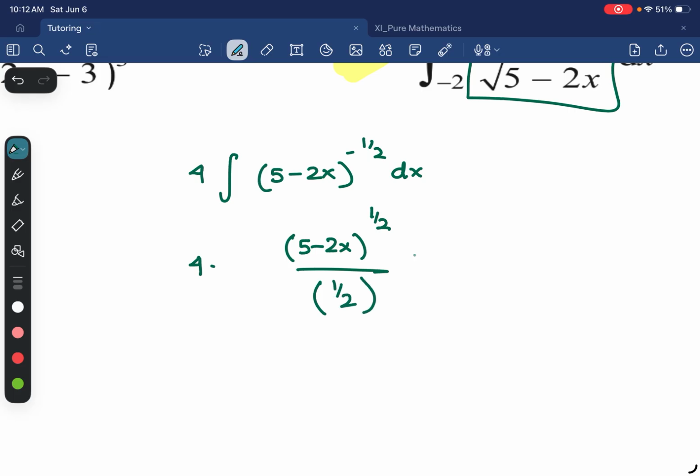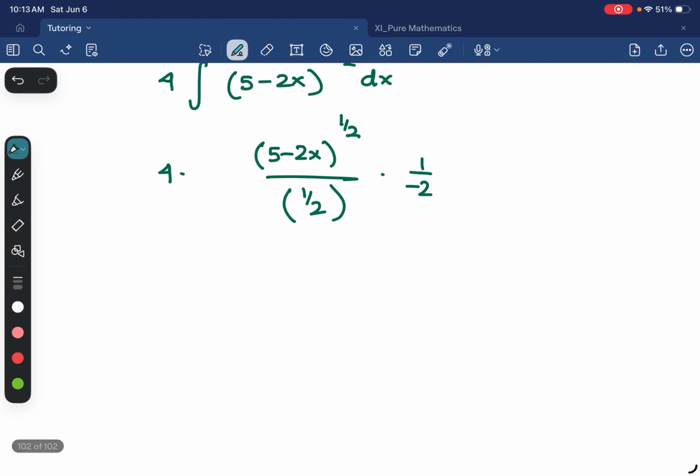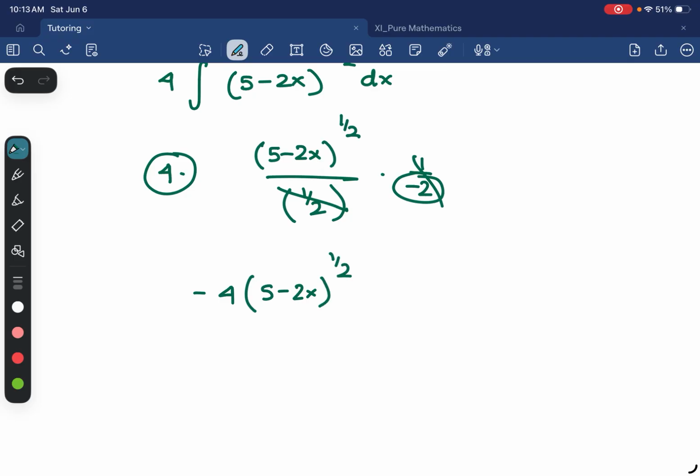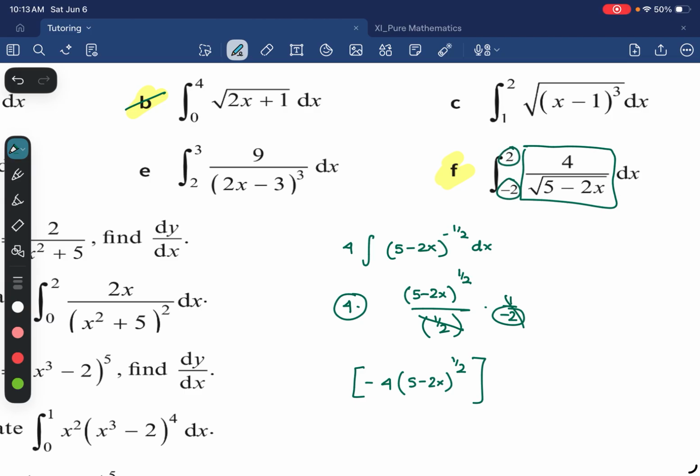You divide by your new power, but you also need to divide by the number that multiplies your x. So you need to divide by -2, or you need to multiply by 1 over -2. And I will not write plus c because we are going to substitute bounds later. So 4 divided by -2, that is going to be -2. Actually, this will cancel out, and you will get a -4 in front. You have 5 minus 2x to the power half. And basically, you just need to first integrate. We have done that. We just now need to substitute our bounds.